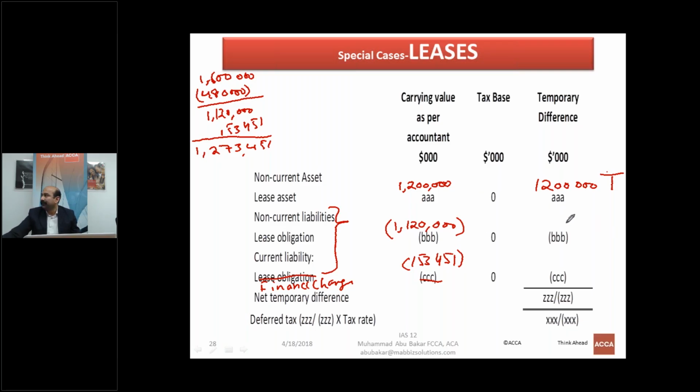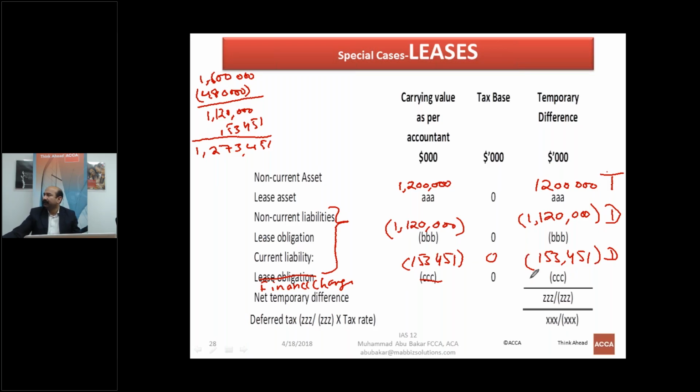So this will create a deductible temporary difference. I can show the deductible temporary difference in negative. So this is a deductible temporary difference. And likewise, its tax base is again 0. So again, this will create a difference, because they do not allow this finance charge, they simply allow that lease rental as an expense.